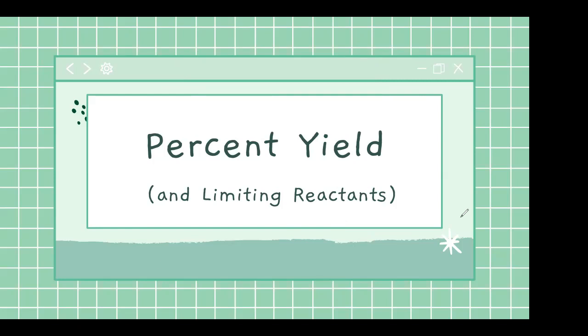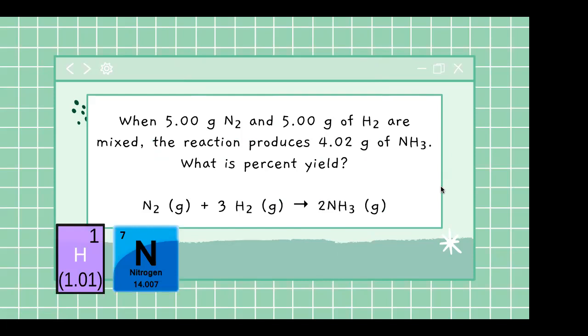Now that we have the formula, we can dive into this problem. When 5 grams of nitrogen and 5 grams of hydrogen are mixed, the reaction produces 4.02 grams of NH3. What is the percent yield? Whenever the question says an excess of something, it already gives you the limiting reactant. If it gives you 2 values from both reactants, you know it's a limiting reactant problem.